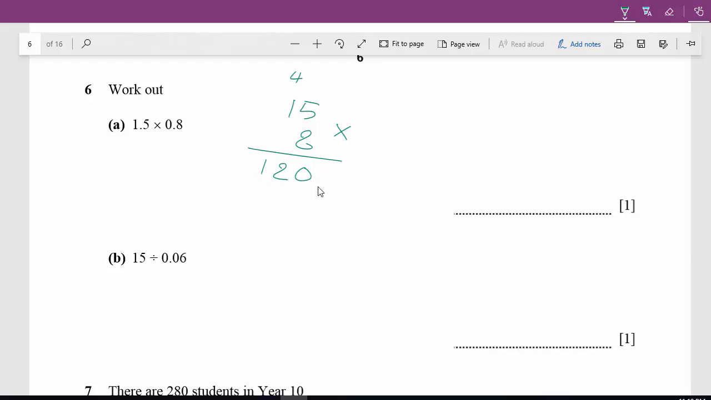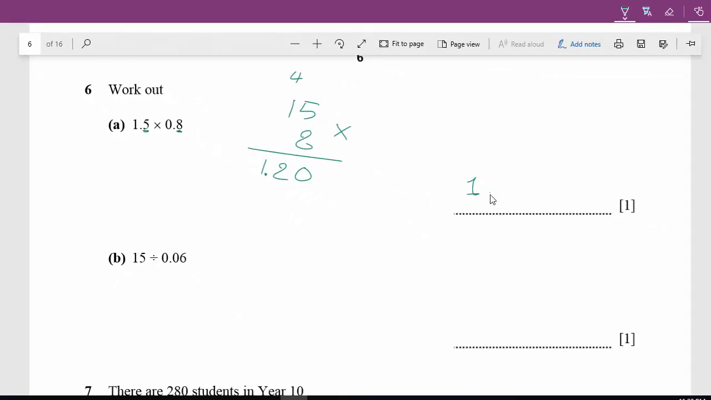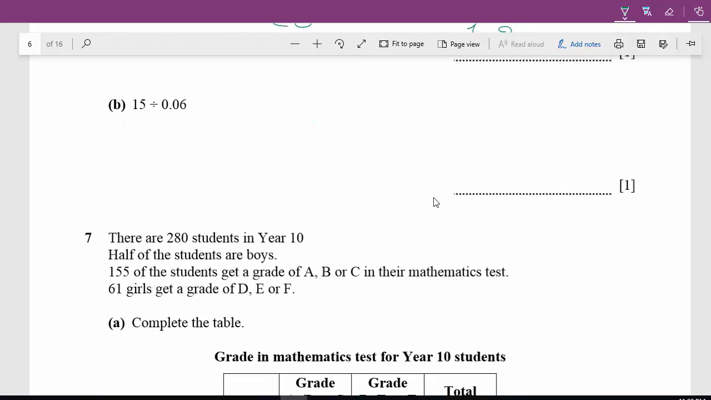Once you get the answer, now look at the question again. How many numbers are after the point? Here we have 1 number after the decimal point, and here 2. So we have 3 numbers after the point. In the answer, 3 numbers must go after the point. 1, 2, 3. Done. So the actual answer is 1.20.